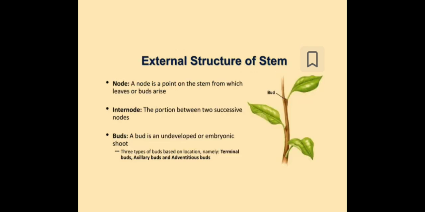External structure of stem. Node. A node is a point on the stem from which leaves or buds arise. Internode. The portion between two successive nodes is called the internode. Bud. A bud is an undeveloped embryonic shoot.